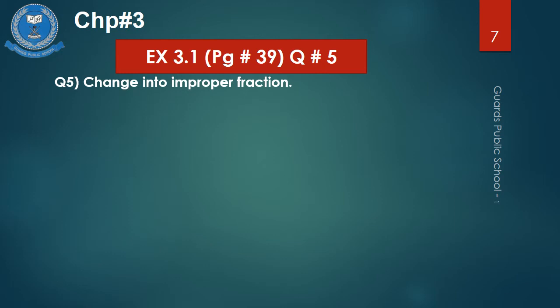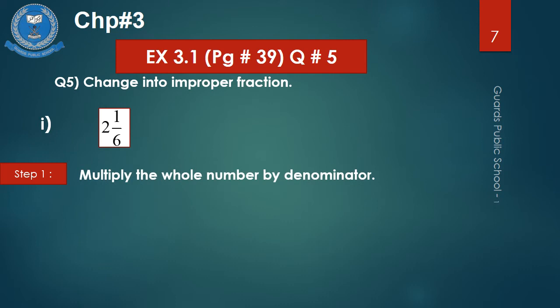So let's start. Here you can see question number 1: 2 whole 1 upon 6. What we need to do is, step number 1, multiply the whole number. What is the whole number? 2. Yes, 2 is the whole number. Multiply the whole number by the denominator. What is the denominator? 6. Yes. So after multiplying, you find 2 sixes are 12.